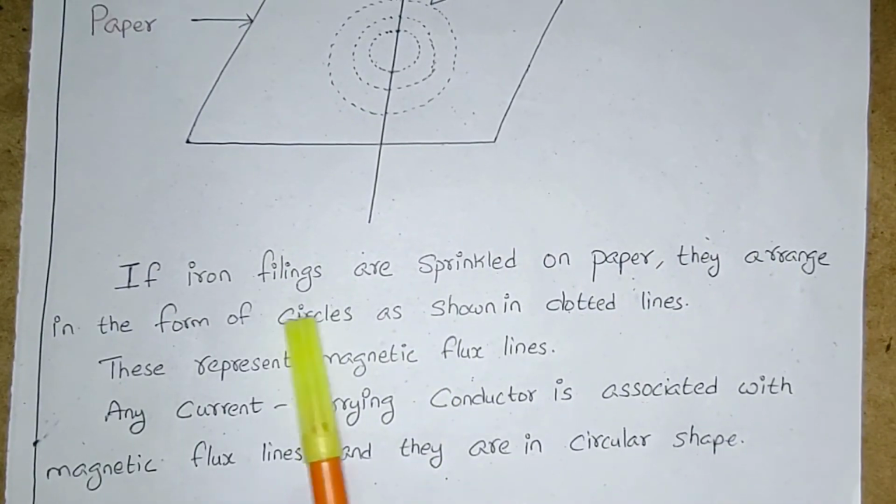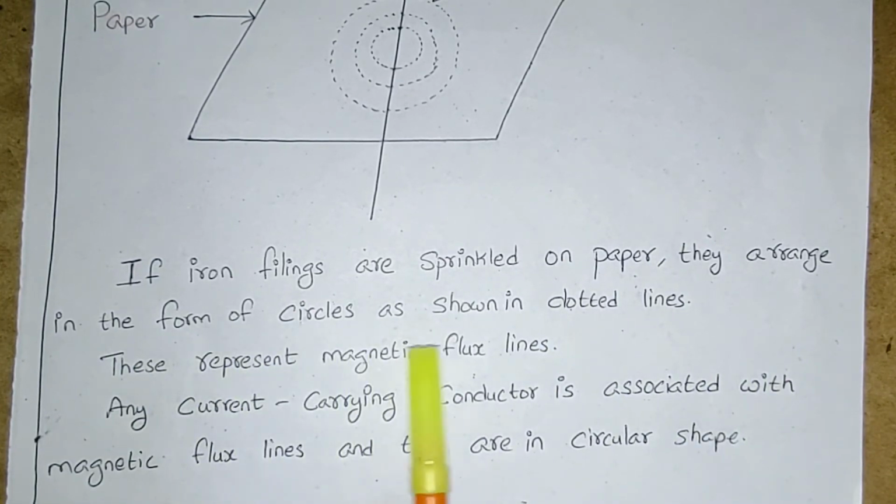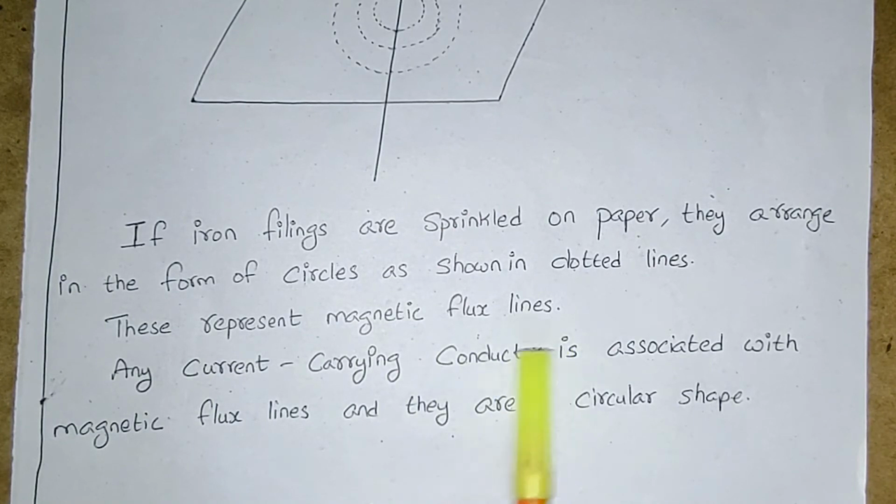If iron filings are sprinkled on paper, they arrange in the form of circles as shown in dotted lines. These represent magnetic flux lines. Any current carrying conductor is associated with magnetic flux lines, and they are in circular shape.